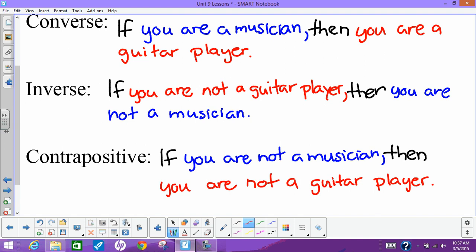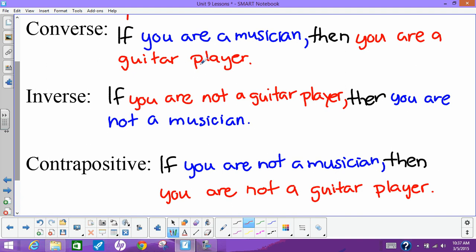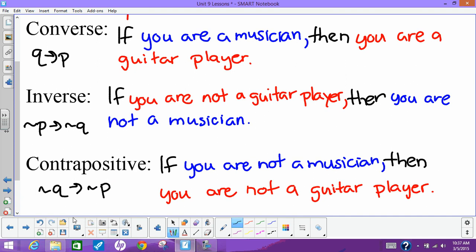So, little tip, like I said, always find the P and the Q when we want to write these of the original statement. And it's good to know that the converse is Q implies P, so you would know just to switch those two. The inverse is not P implies not Q, and the contrapositive is not Q implies not P. So if you find P and Q and you know the symbolic forms of these three related conditional statements, it's pretty easy just to move the pieces around and write your new statements.